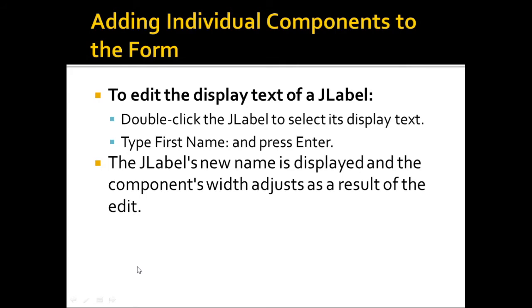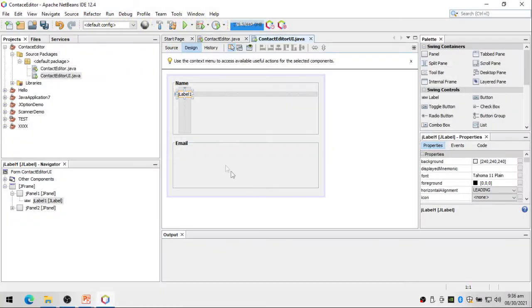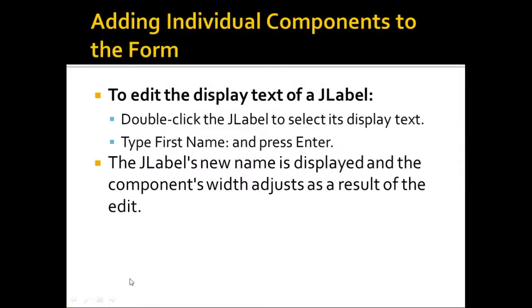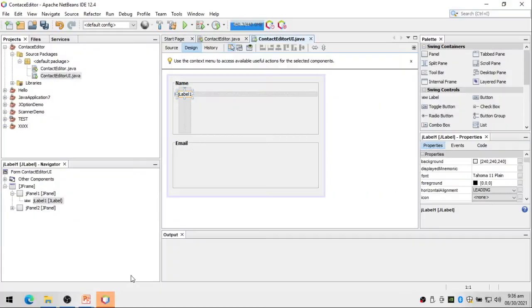To edit the display text of a JLabel, we double click the JLabel to select its display text. Then type first name and press enter key. The JLabel's new name is displayed and the component's width adjusts as a result of the edit. So we do that. We double click, and then we type, what do we type? First name. Again, I'll do that. Double click, then type first name. Then press enter key. So I have now changed the display text.